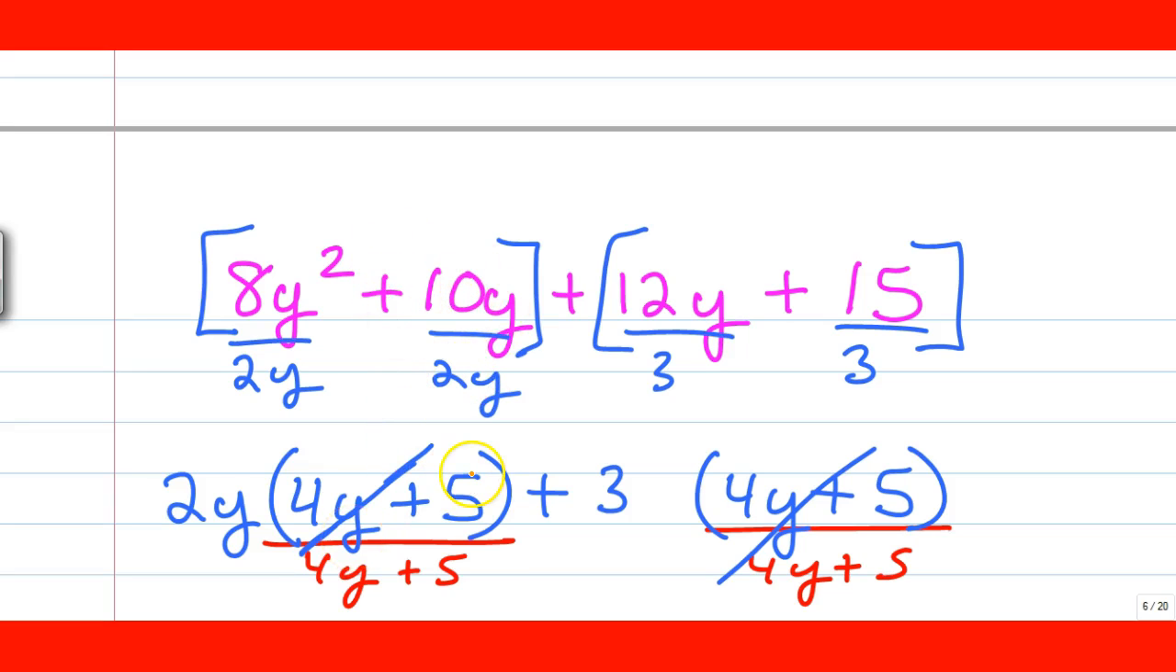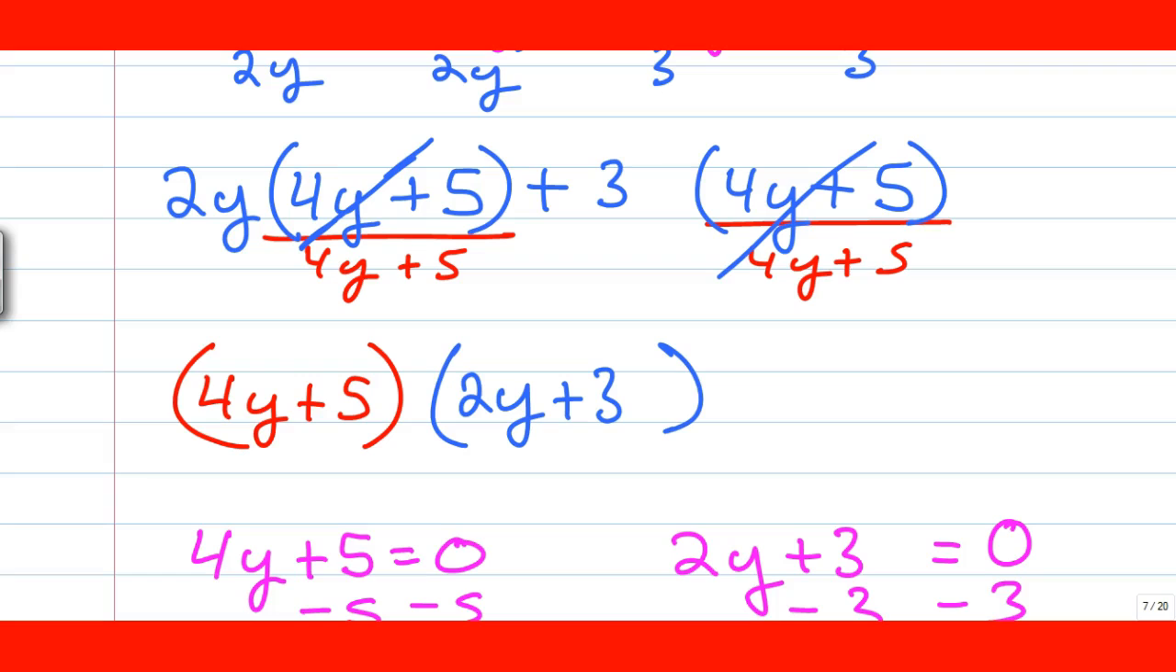A 2 into a 10 leaves a 5, and a y divided by y, well, that goes down to a 1. So it clears out. Carry down the plus sign. Now look at the greatest common factor between the 12y and the 15. This time it's a 3. So I put the 3 to the outside, and in the parentheses I leave what I have after I've divided the 3 out. So 3 into 12 leaves a 4y. 3 into 15 leaves a positive 5.